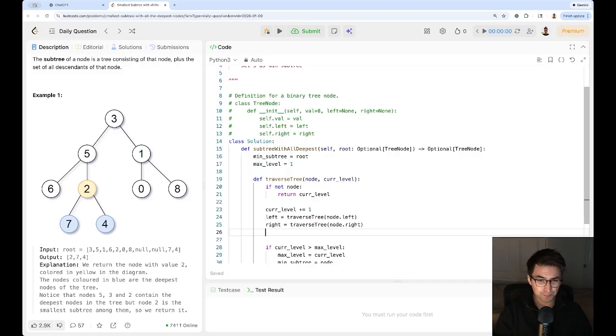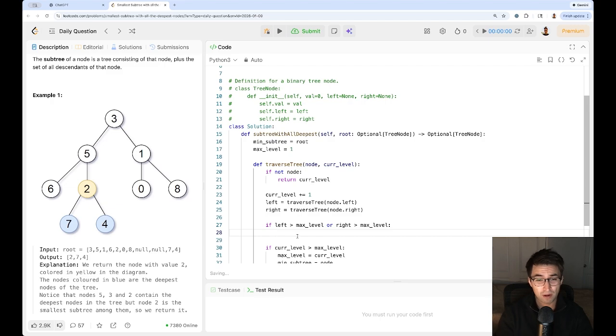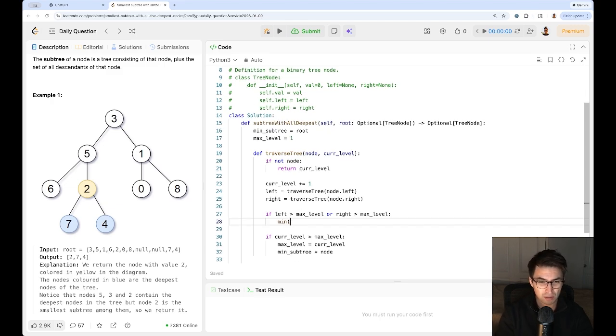And so if left is greater than the max level, or right is greater than the max level, then node 2, their parent node, is the new subtree. Min subtree equals to the node. Okay, so that works here.